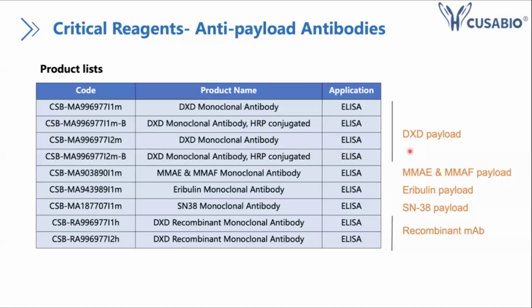Besides the DXd payload antibody, we have other payload antibodies, like the microtubule inhibitors I mentioned: anti-MMAE and MMAF payload, anti-eribulin payload, and anti-SN38 payload. These payloads are currently all in stock. If you want to find more, please go to our website. Since I know that researchers are developing more payloads, our product list is always increasing, so more is coming.